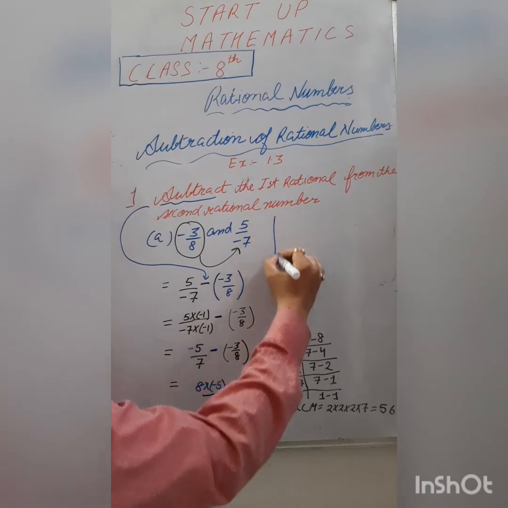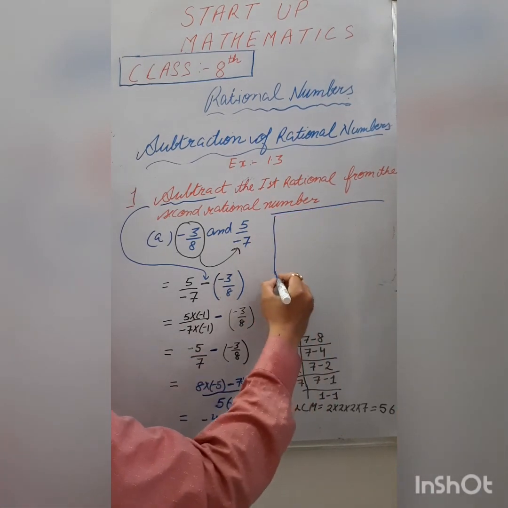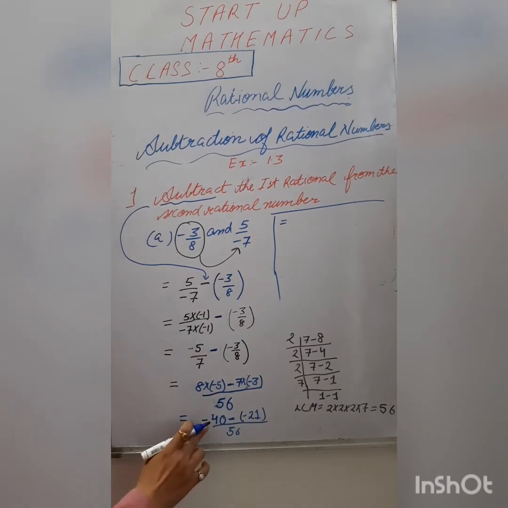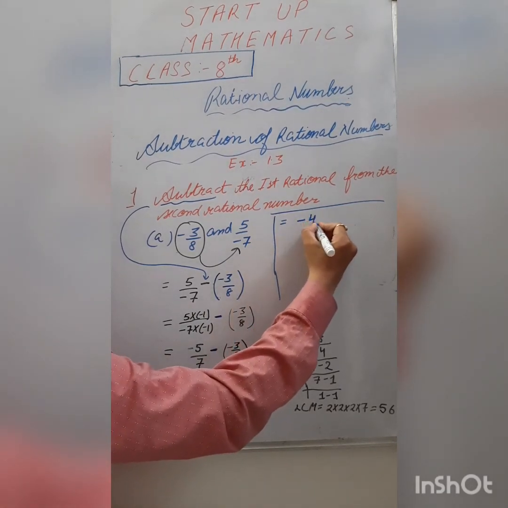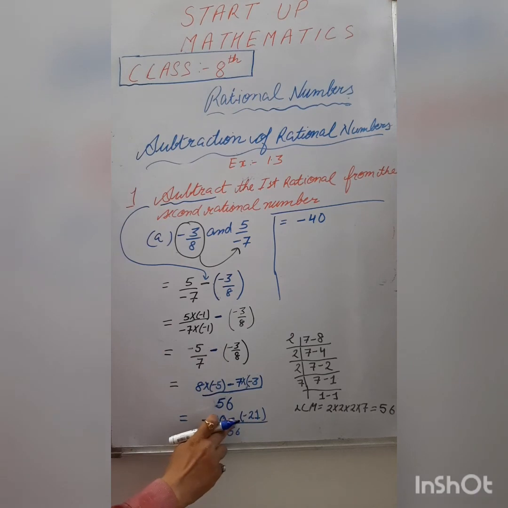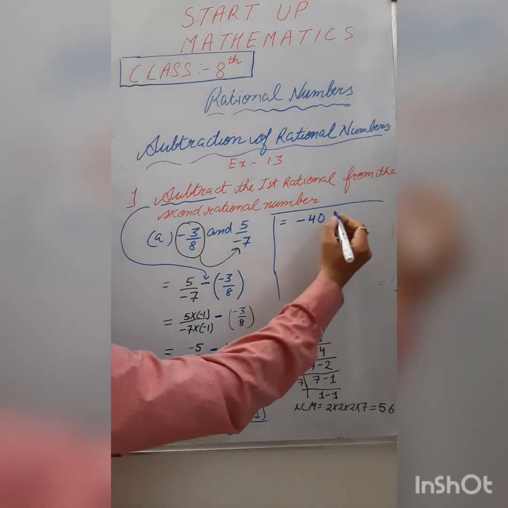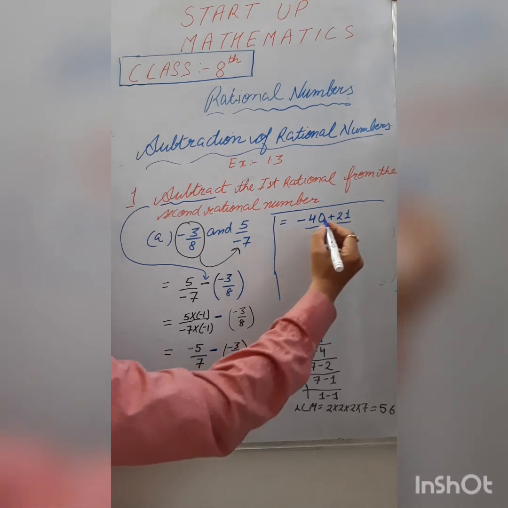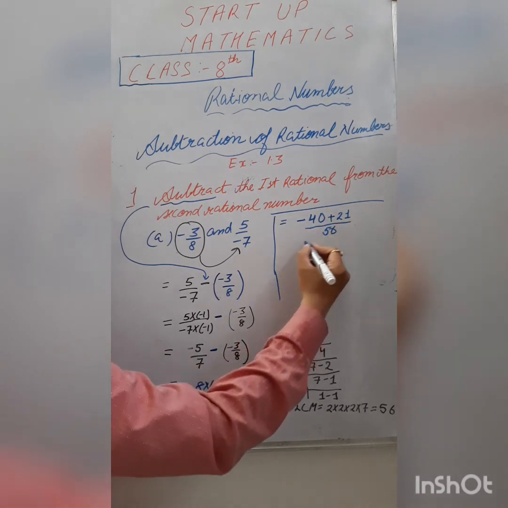And further solve over here. See the numerator part. This number is minus 40. Here the negative sign is outside the bracket and a negative sign is inside the bracket. When there are two signs, the same sign, the result is positive. So minus minus is plus, and this is plus 21 upon 56.